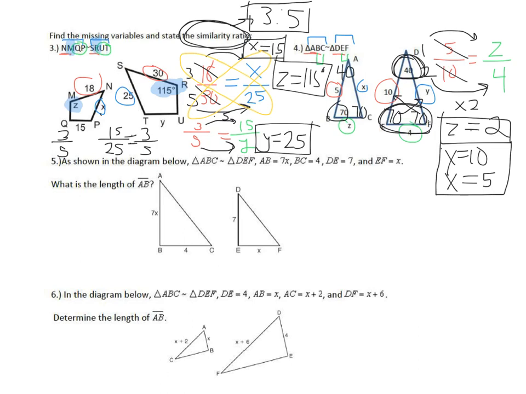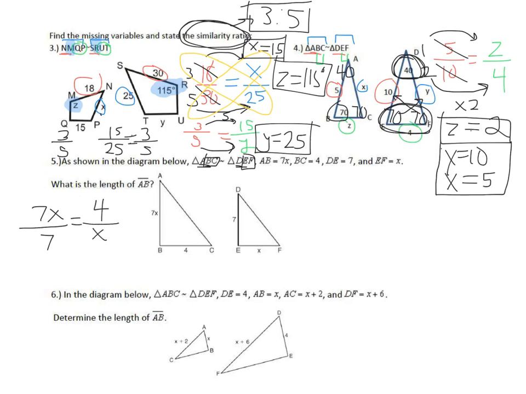All right, number 5. In the diagram below, triangle ABC is similar to triangle DEF. And then we're given some different measurements. So AB is 7x, that's already labeled. BC is 4, DE is 7, and EF is x. And we want to find the length of AB. Well, let's see what we can set up here. In the proportion, we know that AB is going to correspond to DE. So let's put that as a fraction. So 7x over 7. That's going to equal BC, which is going to correspond to EF. So that's 4 over x.